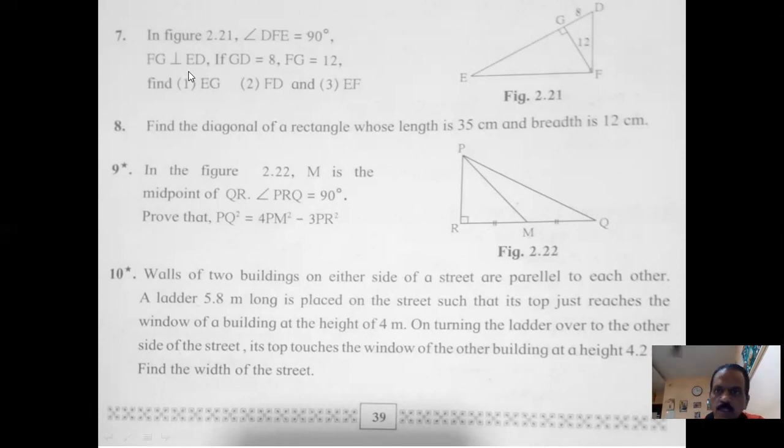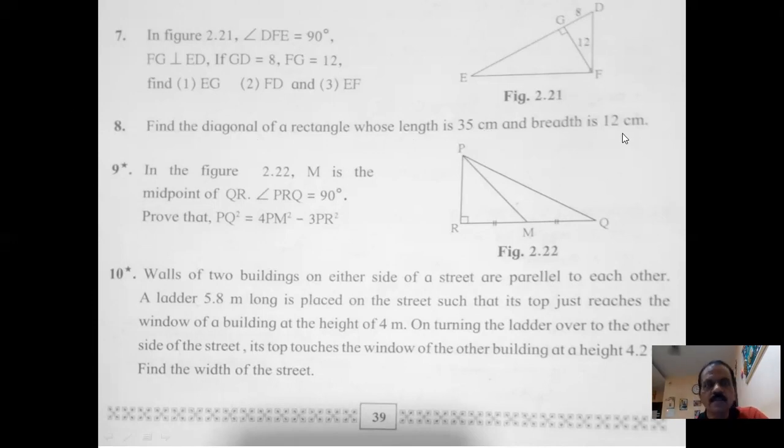FG is perpendicular to ED, and here ED is equal to 8 and FG is equal to 10. Here we use the geometric mean property or theorem, and we solve it in your notebook. This is one of the simplest examples. We solved this previously, and also in the eighth, find the diagonal of a rectangle whose length is 35 centimeter and the breadth is 12 centimeter.